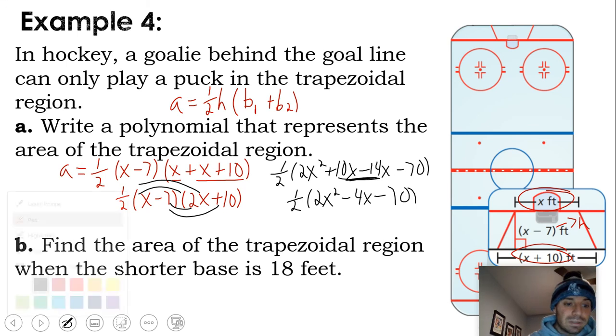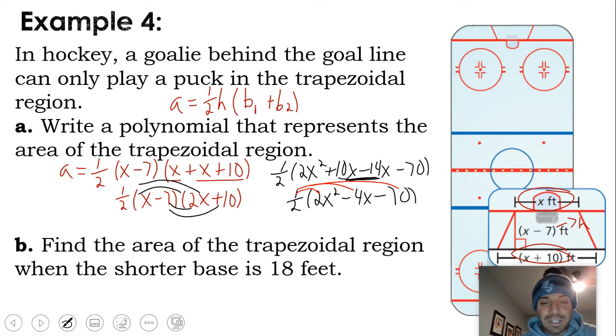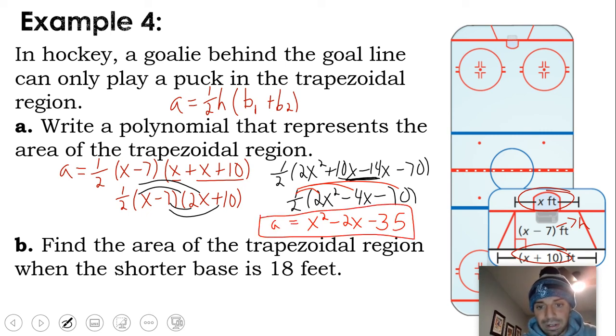But wait, there's more. Don't forget to distribute this 1/2 to everything. 1/2 of 2, or half of 2, is just x squared. 1/2 of negative 4 is going to be a minus 2x. 1/2 times negative 70 is going to be minus 35. So the area is equal to x squared minus 2x minus 35. So real world application of this, okay? And it involves a lot of techniques here. We have to distribute, we have to combine like terms, we have to work with fractions, all right?